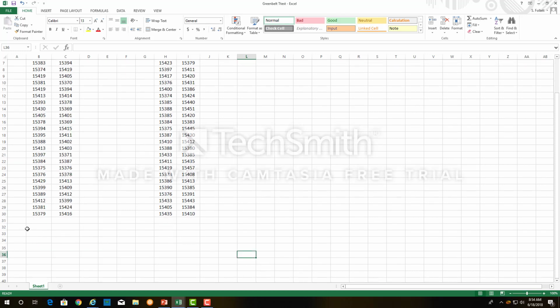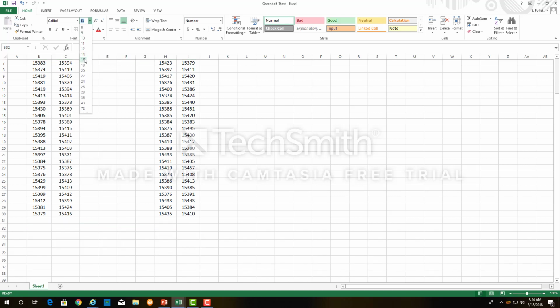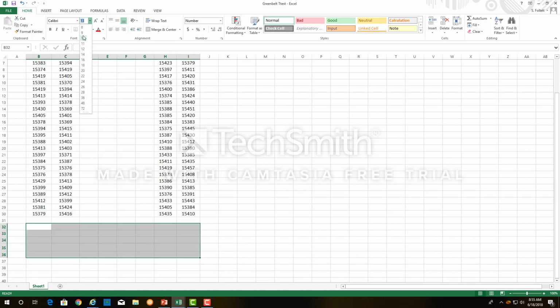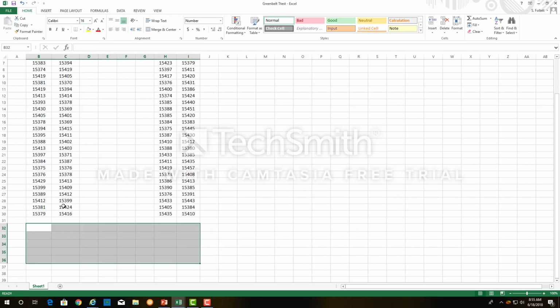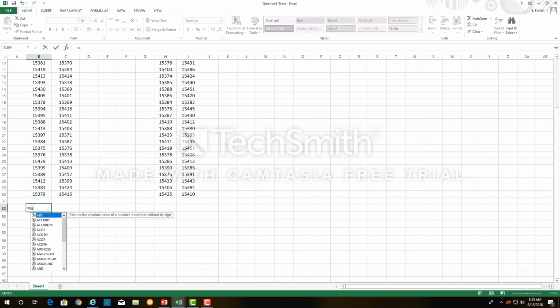So first thing I want to do, anytime I have variable data, I want to know the center point and also I'll make this bigger here. I want to know the center point, I want to know the variation. So the way I find the center point is using the average.